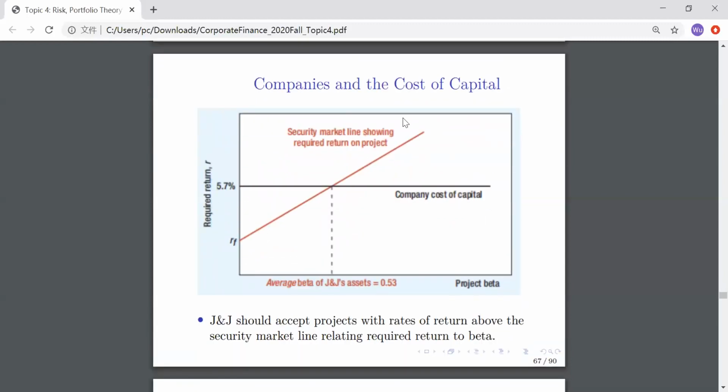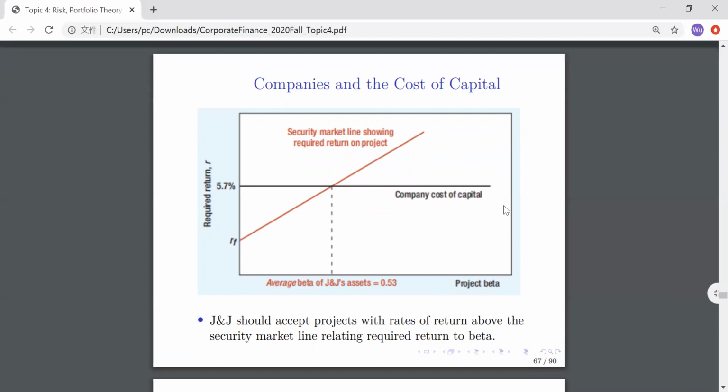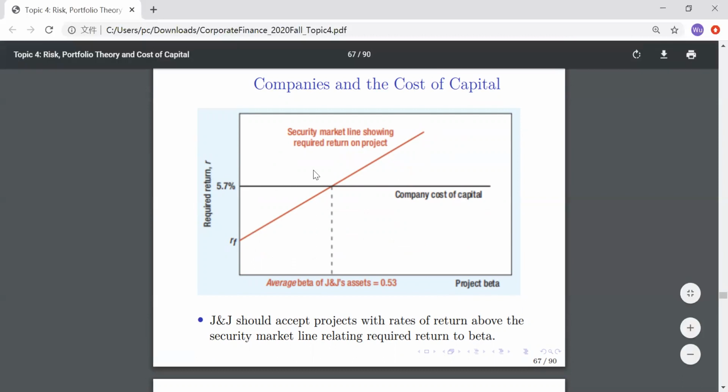Basically, we can look at the relationship between the required return and the project beta, right? Basically, this is the cost of capital, which is the required return by the investors. And then you can think about this as the return described by the CAPM model. And this is the security market line, which describes the relationship between required return and project beta. If it's more risky, required return is higher, right? This one is the company average. So that's why it's a company level cost of capital.